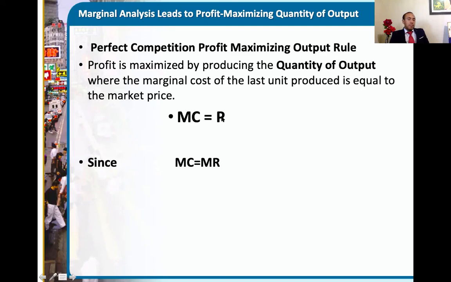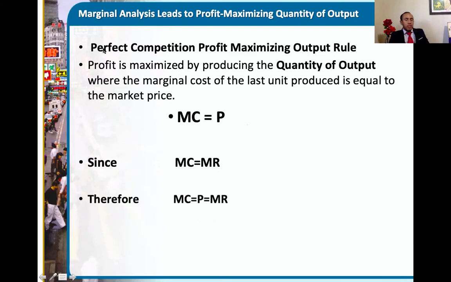Since price in perfect competition is given, and we have the identity from the previous slide that you produce an optimal quantity of output where marginal cost is equivalent to marginal revenue. In perfect competition, you produce a level of output where the marginal cost of the last unit is equal to the market price. And we have two identities. We can substitute the price for the marginal revenue, or just note that the price in the market in perfect competition is equal to marginal revenue. So we have a triple identity.